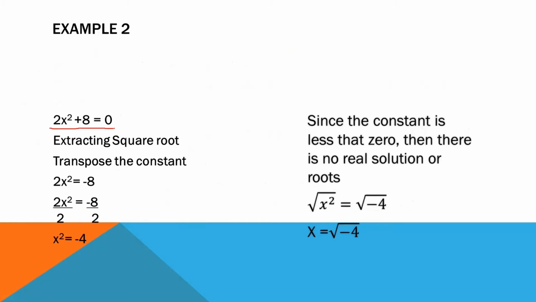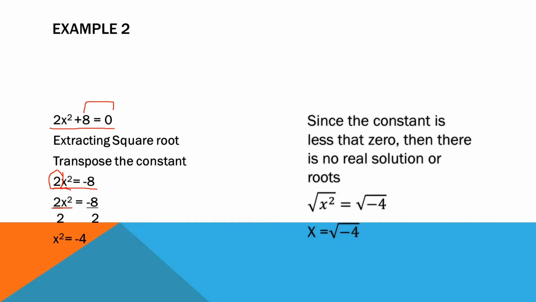So, what we are going to do is transpose the constant to the other side, kasi kailangan yung x squared ay naka-isolate on one side. So, if we are going to transpose, magiging 2x squared is equal to negative 8. Then, sabi x lang dapat yung nandito. So, to remove the constant, we will divide both sides by 2.